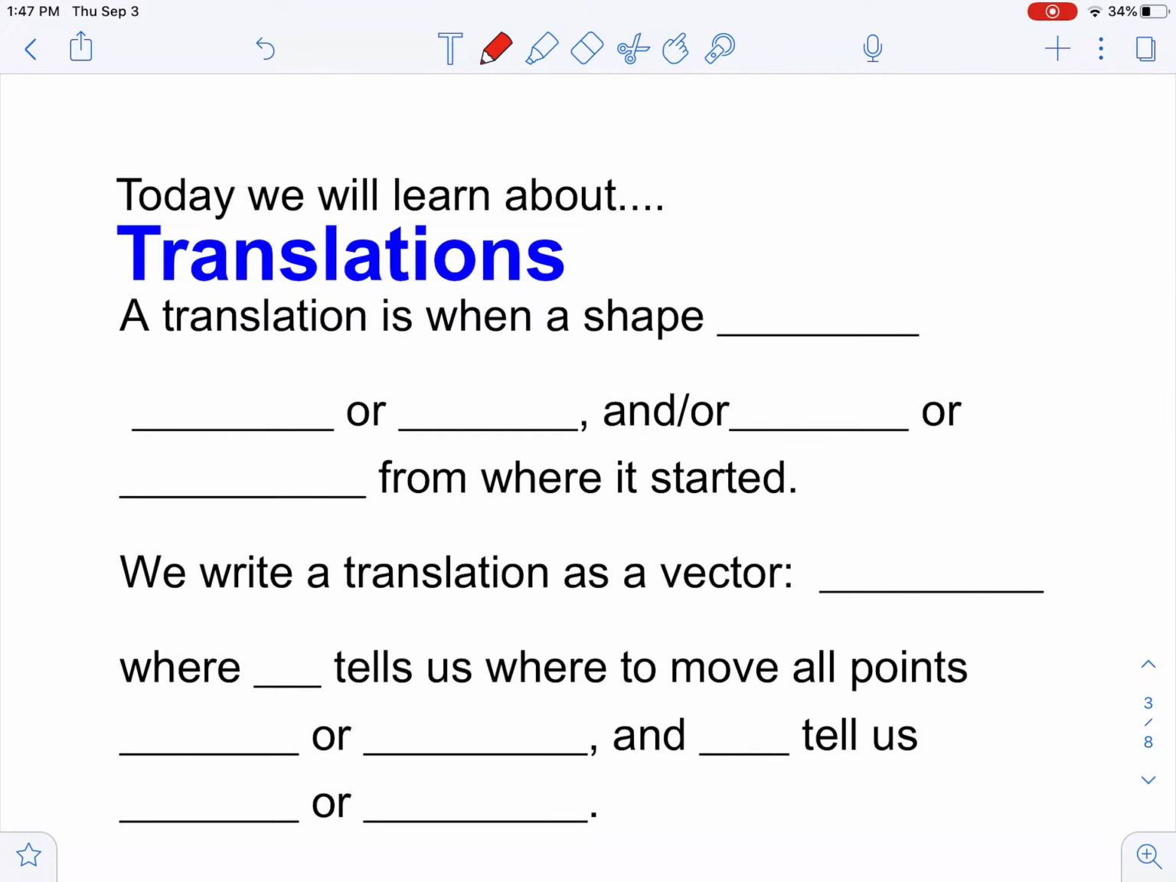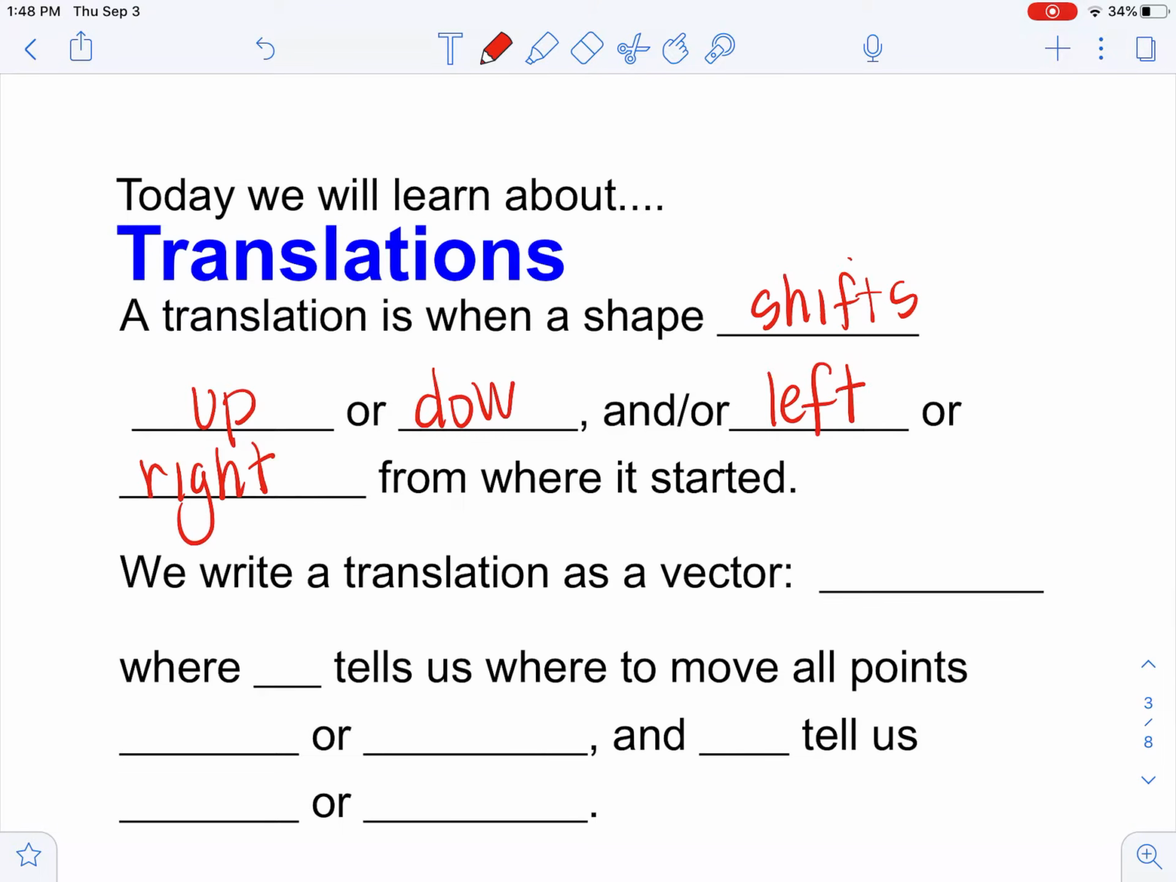All right, so today, like I said, we're going to learn about translations. A translation is when a shape shifts up or down, or I should say left or right. Realize it can be a combination of up or down and left or right. So you can do down and left, down and right, up and left, up and right, or just up, just down, just left, or just right.